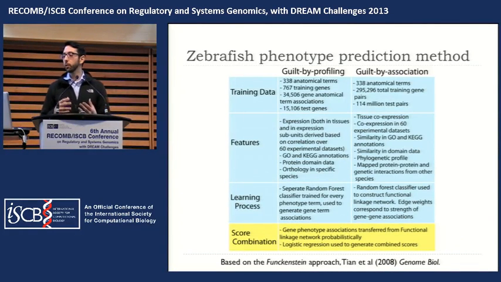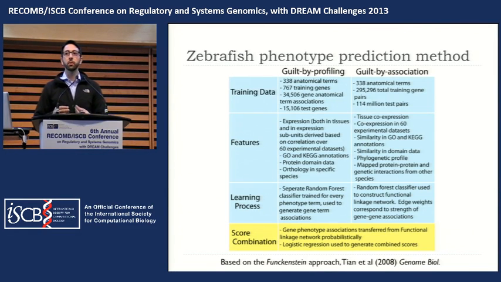So in guilt by profiling, your goal is to predict gene phenotype associations. Our training information was 338 anatomical terms that are maintained by a zebrafish public database. And they also maintained morpholino phenotype association information. So we had about 700 morpholinos, and we knew how they affected each of these 338 anatomical processes. Gene features were things like expression information, protein domain information, phylogenetic profiles, gene ontology, and KEGG annotations. And there was a separate random forest classifier that was constructed for each phenotypic term, for each of the 338 anatomical terms.